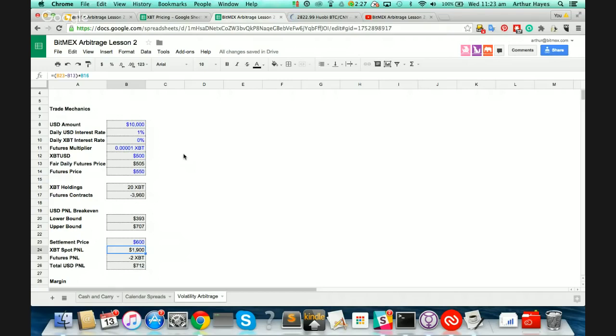Now, this strategy is not risk-free. It is more risky than the cash and carry arbitrage situation. However, because of the high leverage of these daily futures contracts, there are more opportunities to generate these types of returns. Right now, if you look at the futures curve for our 7-day futures contract on BitMEX, you'll see that there's very little premium, if any at all.